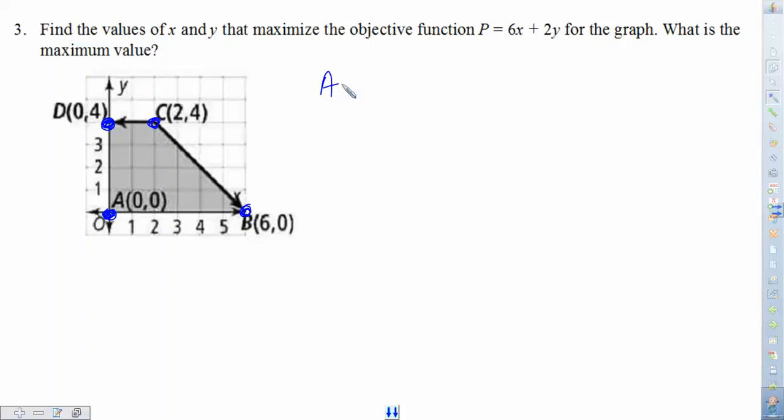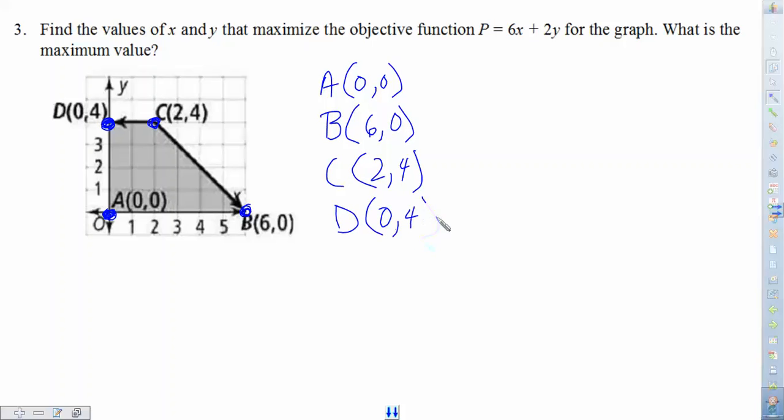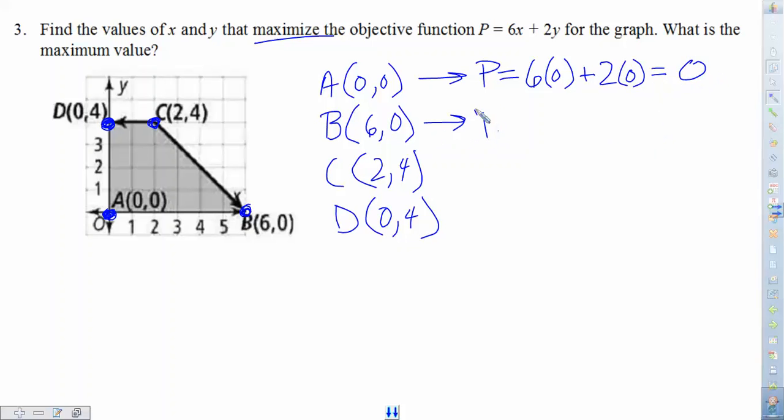So point A, which is at 0, 0. B, which would be at 6, 0, C at 2, 4, and D at 0, 4. With each one of these, we find that value, substituting those numbers in there. This one, I don't think is going to give us a maximum value. It's going to give us a grand total of 0. Not good. How about over here? Now we have 6 times 6 plus 2 times 0, which would give us a total of 36.